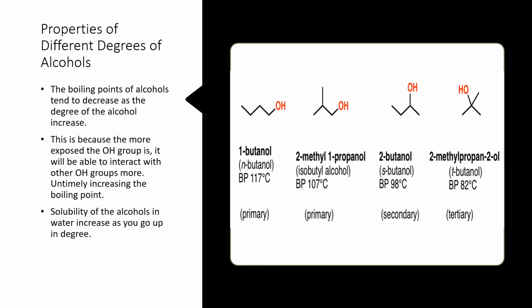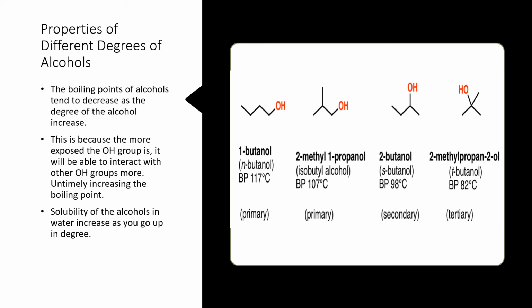All alcohols tend to have roughly the same sort of properties, but there is a slight difference when looking at primary, secondary, and tertiary alcohols. The boiling points of alcohols tend to decrease as the degree of the alcohol increases. This is because when the OH group is more exposed, it will be able to interact with other OH groups more, ultimately increasing the boiling point.